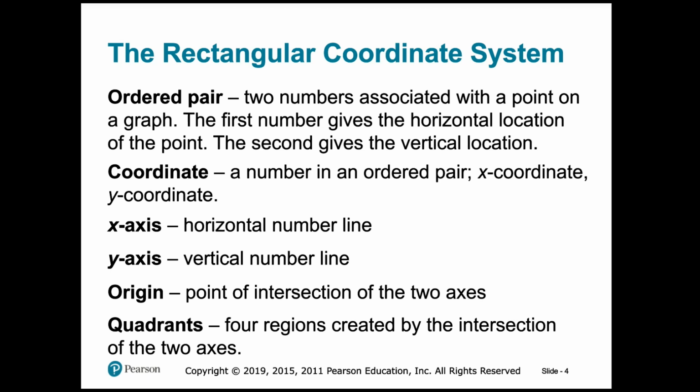And finally, we have quadrants. Quadrants are the four regions created by our intersection of our two axes.